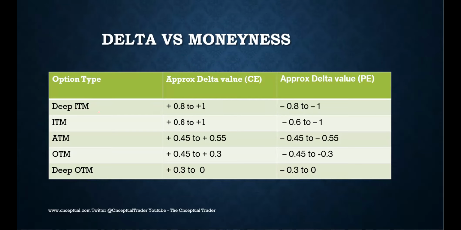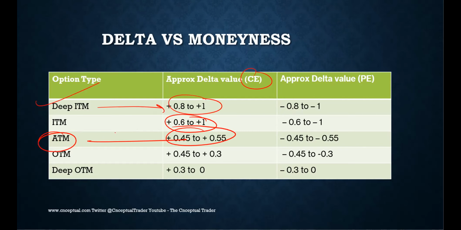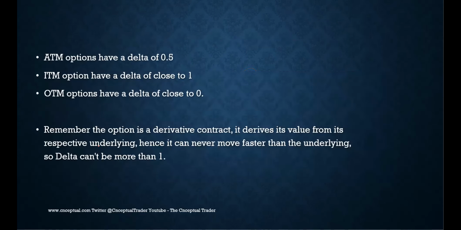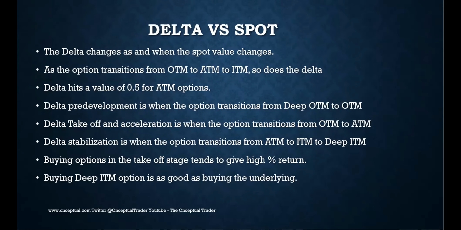Now, let's discuss this. Deep in the money calls have very good delta. Then in the money, comparatively lesser delta. ATM options have only 0.5 delta. OTM, again, delta is decreasing, and for deep OTM call options, delta is decreasing further. The same goes for puts also, because the concept of in the money and OTM is the same. ATM options have 0.5 delta, in the money 1, and OTM 0. And remember, close to 0, not 0. An option derivative contract can't run faster than the underlying.